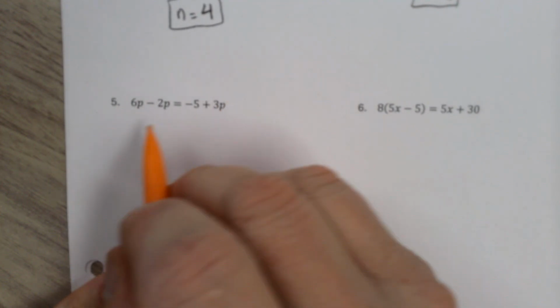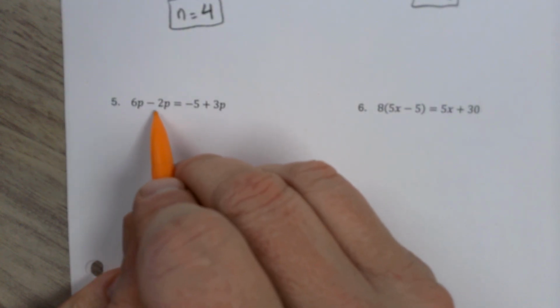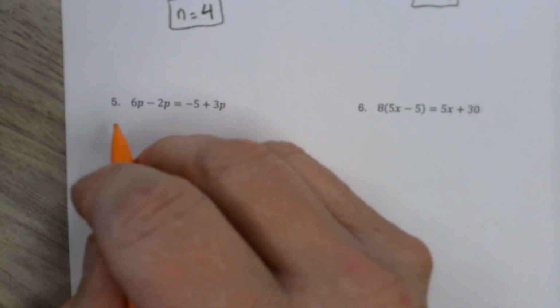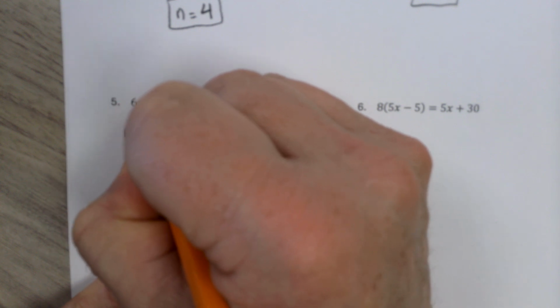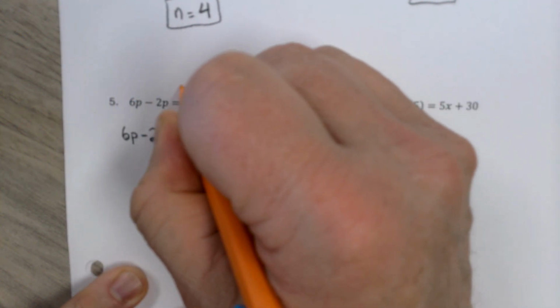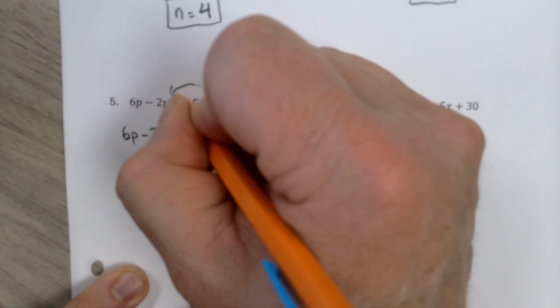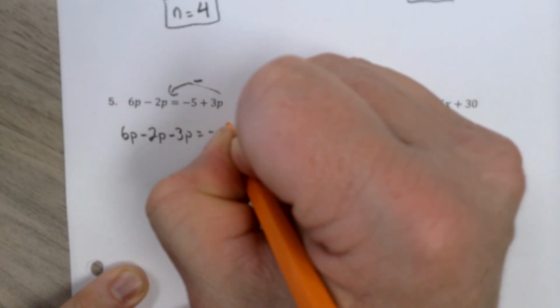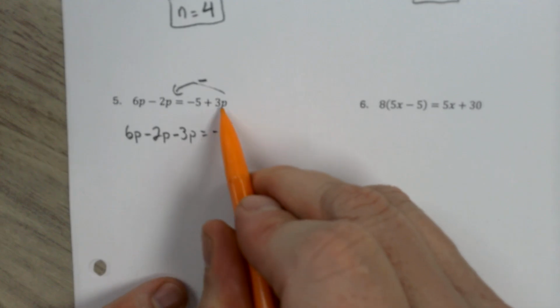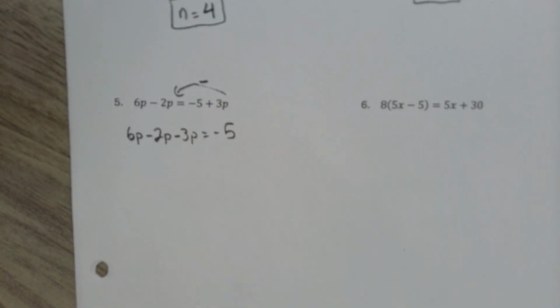For this one here, I already have 2 p terms here, and I have another one there, so I'm going to move this one over. So I have 6p minus 2p, and then when this one moves over, it's going to change sign, so this becomes negative 3p. And this side we haven't done anything with other than move the p over, the 3p.